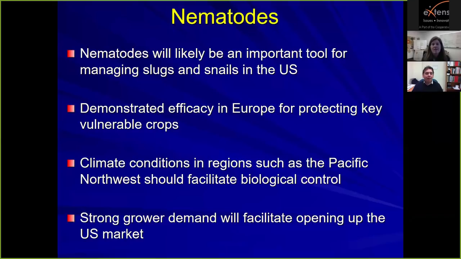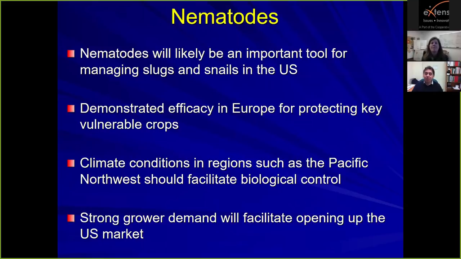And in my opinion, I think nematodes are going to be a very important future tool for managing slugs here in the United States, and also some snails. And I say that for a number of reasons. Firstly, we know that this nematode has demonstrated efficacy for protecting crops from slug damage in Europe, and it's very likely it'll provide a similar level of protection, if not better level of protection, here in the United States.